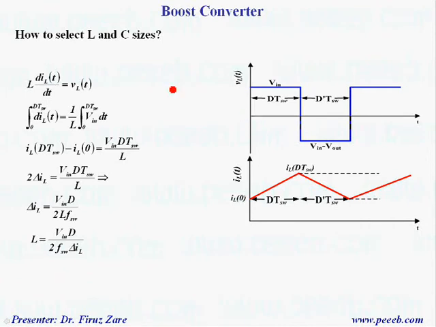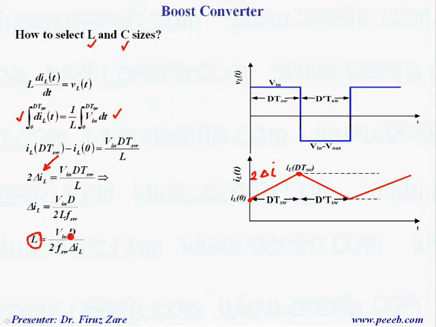Similar to the buck converter, we can find the inductance and capacitance values. When the switch is on, here we can find the iDT. That means basically this current minus this current is 2 delta I, and here we can find 2 delta I, and we can also find this average voltage. So 2 delta I equals V in times dTs over L. So from here we can find the inductance value.